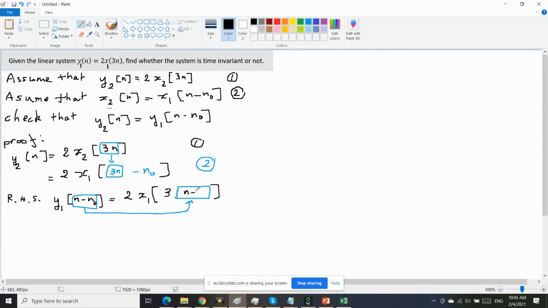Okay, n minus n0 all of it, so we have to put parentheses around it because all of it will be multiplied by 3. Okay, so do some algebra. This is equal to what? 2x1, 3n minus 3n0. Okay.